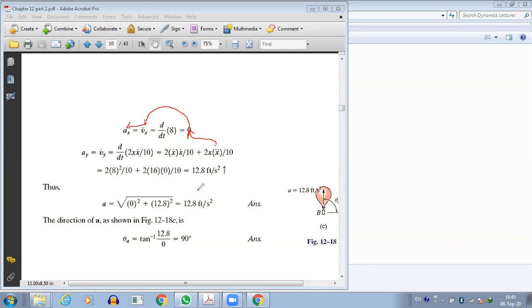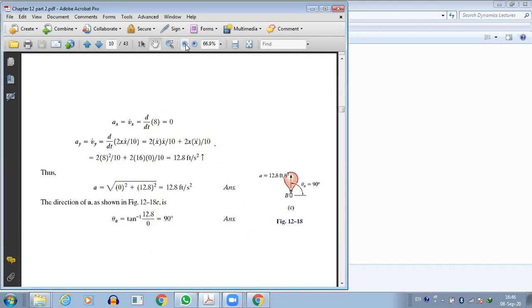So x dot we already have. Substitute all the values, you will get ay. Once you have ax and ay, you can get a, and similarly you can get theta. So the problem is solved here. Is there anything in the solution of the problem that you do not understand? Please ask. Okay, good. So let's move ahead.